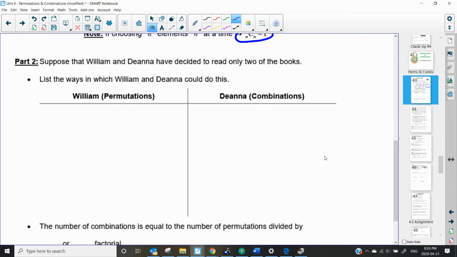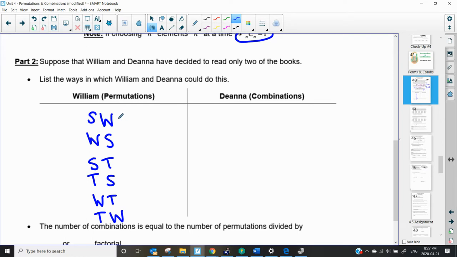Now, let's take a look at part 2 here. Suppose that William and Deanna have decided they're only going to pick 2 of those 3 books to read. And so if we look at William, again, he's signing out one book at a time. All of the ways that he could get out those books, he could take Sadie and What They Don't Know. He could take out What They Don't Know and then Sadie. He could do Sadie and The Tattooist, or The Tattooist and Sadie. Or he can take out What They Don't Know and The Tattooist, or The Tattooist and What They Don't Know. So again, there's 6 different ways that he can take those books out.